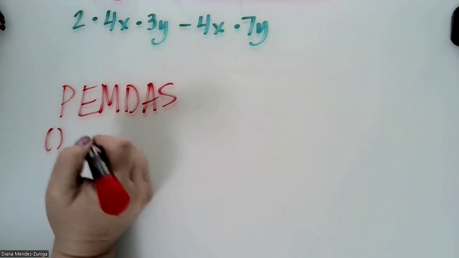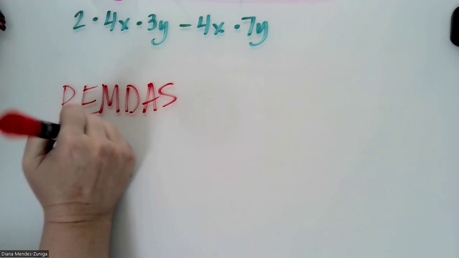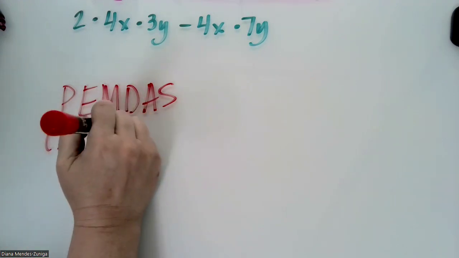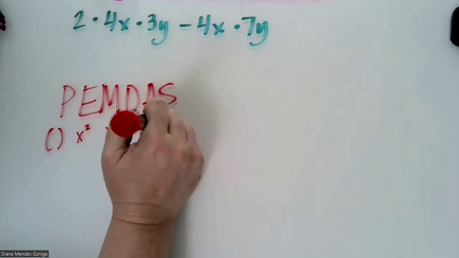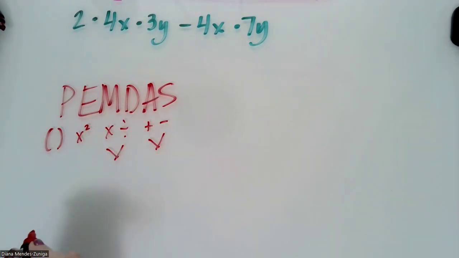Okay, this would stand for our parentheses. This would be our exponents, right? Our little numbers up top. And then we have multiplication and division, which are a pair. And then we have addition and subtraction, which are a pair.